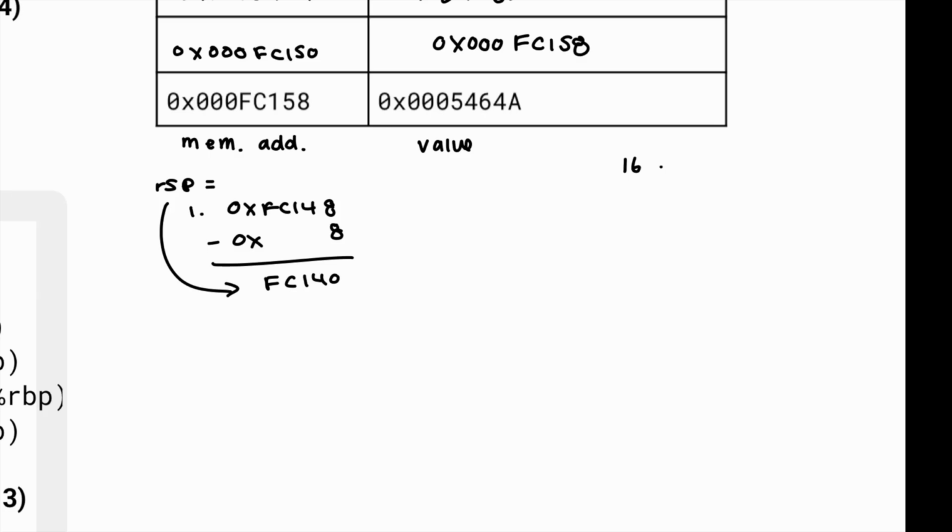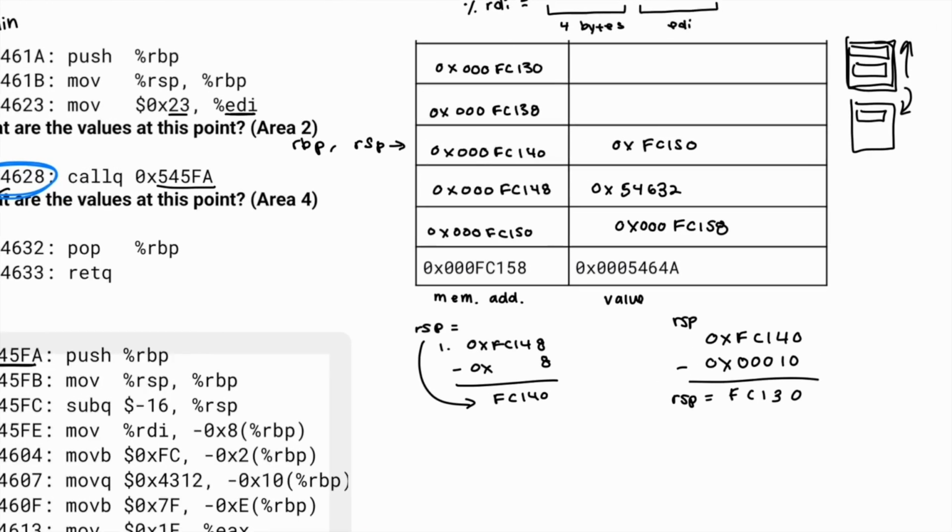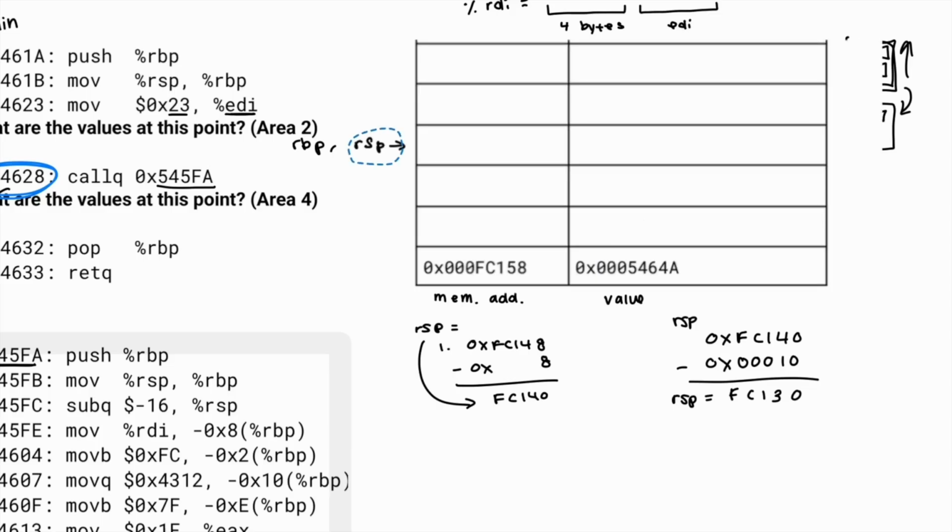16 in hexadecimal is 0x10. We know this because 16 in binary is equivalent to 10000, because this is 2 to the 4th, and that becomes 0x10 in hexadecimal. So then we're going to subtract 0x10 from the current RSP, minus 0x10, pad with the zeros, FC130. So now RSP will have this value. So now RSP, which was at 140, is now going to go down to 130.